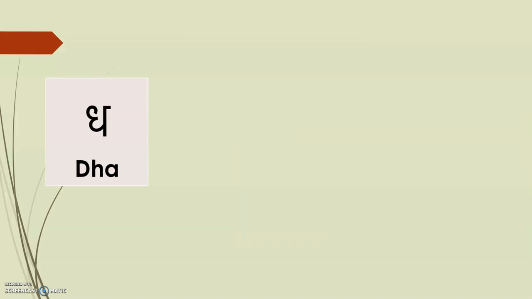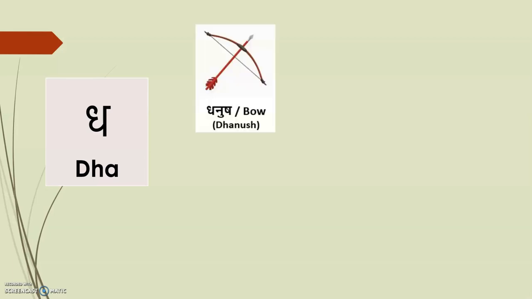The next letter that we see here is dh. In the first picture, we can see a bow. A bow in Hindi is called dhanush.